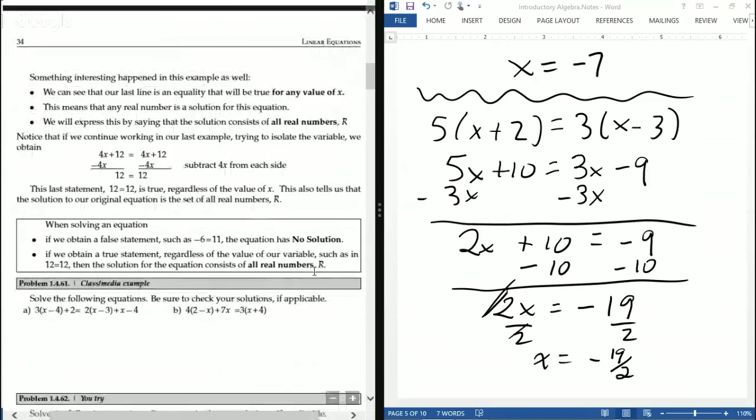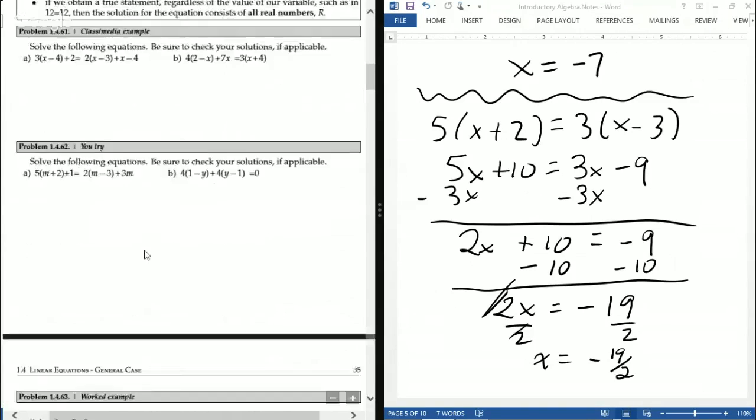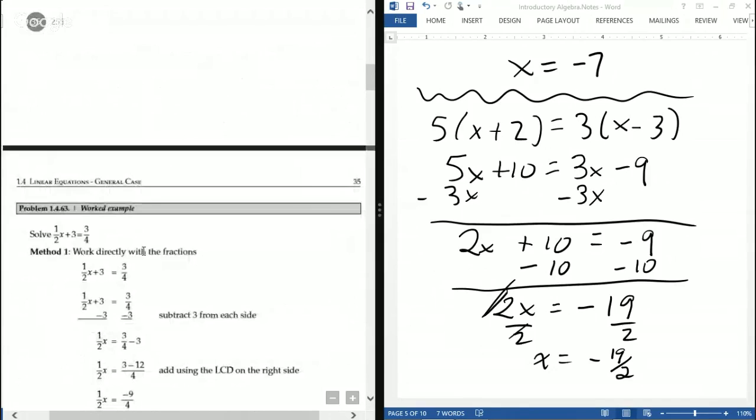And the other extreme case is when you solve an equation and you get an identity in the end. Like for example, 4x plus 12 equals 4x plus 12. If you solve it and you get an identity, that implies that there are infinitely many solutions, that all real numbers will satisfy the equation. Those are the two extreme cases.